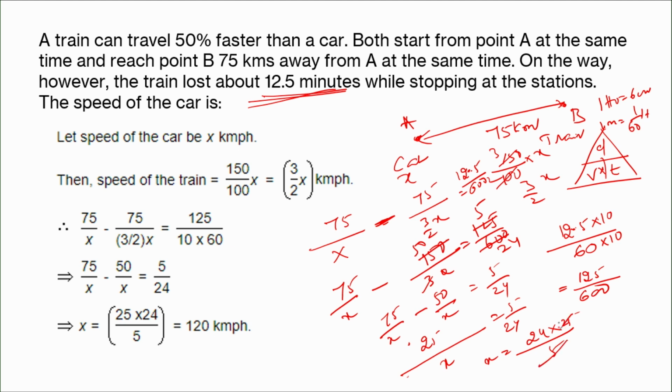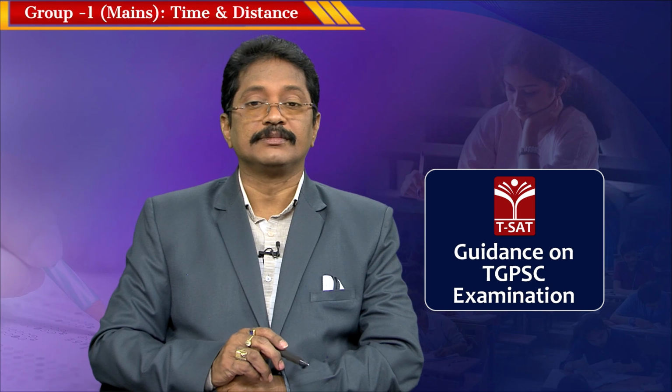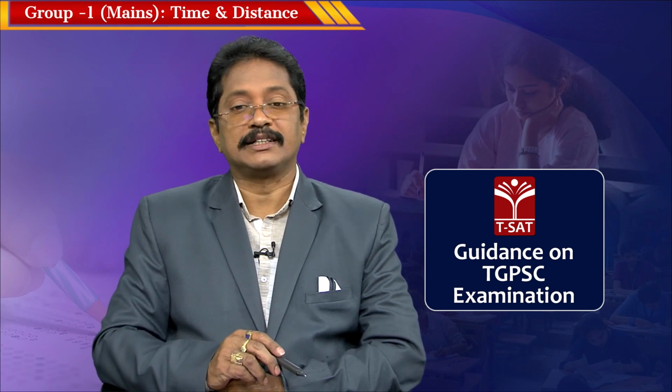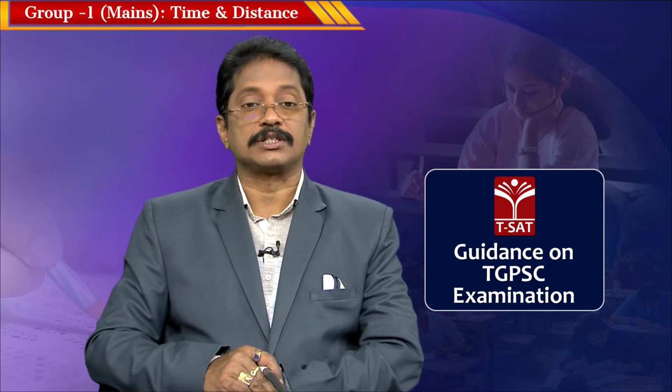5 ones are 5, 5 fives are 25. 5 twenty-fours are how much? 120. So, 120 km/h. What is x here? x means the speed of the car. So, the speed of the car is 120 km/h. In this manner, you can find the answer. Clear? Okay. Now, shifting to the next question.